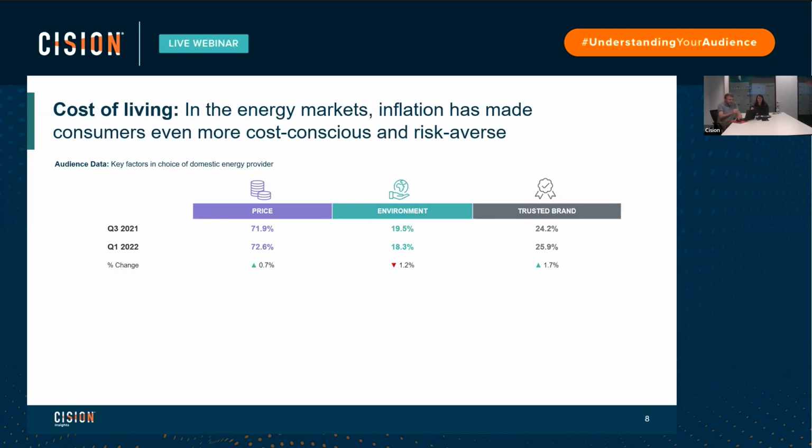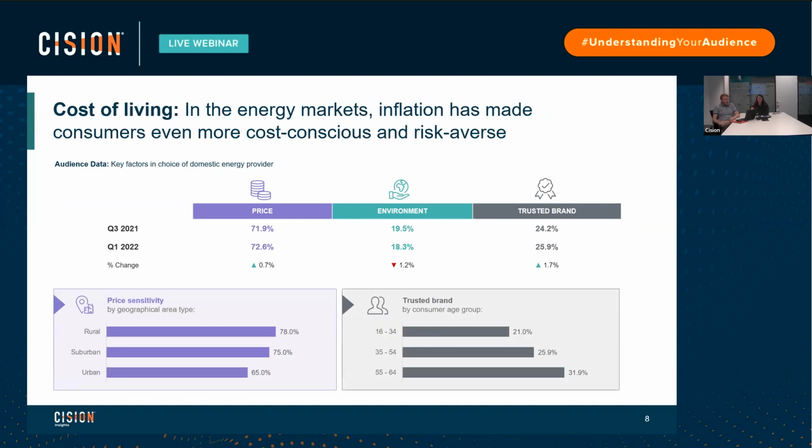And actually what we're looking at here is some more specific information that's focused not just on the cost of living, but actually cost of living within the energy markets. So people talking about the key factors that help determine their choice of domestic energy supplier. And what we can see here, again, using audience data, is that there has been a significant growth in the number of customers who are saying that price is the key determining factor. Of course, energy was already a really price-dependent market. Most people choose their energy supplier based on what's cheapest. So price was already incredibly prominent here at 71.9%, but actually has continued to push up over the course of the unfolding crisis in the energy markets.